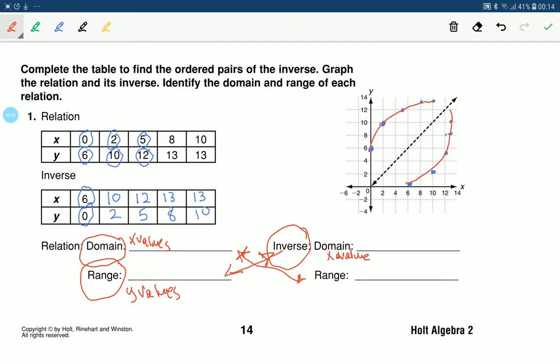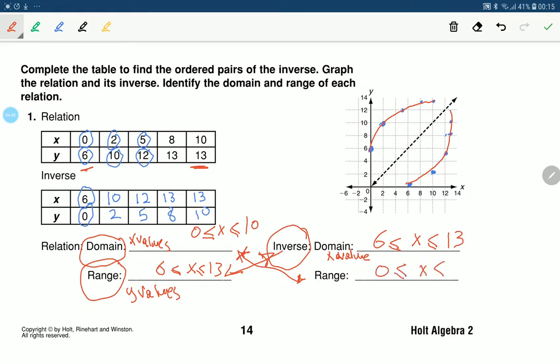Then the domain is the x values. The x values of the relation are from 0 to 10 or equal. And the range is the y values, from 6 to 13. For the inverse function, the domain will be from 6 to 13, and the range will be from 0 to 10.